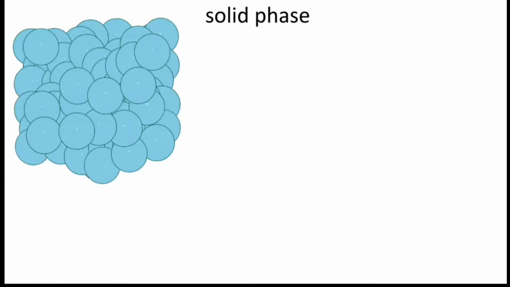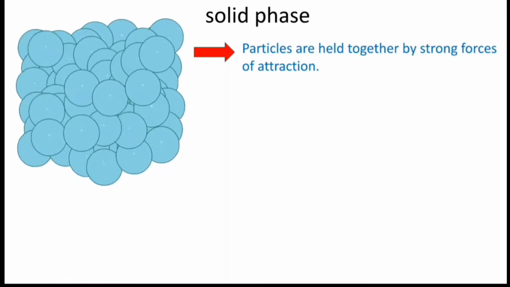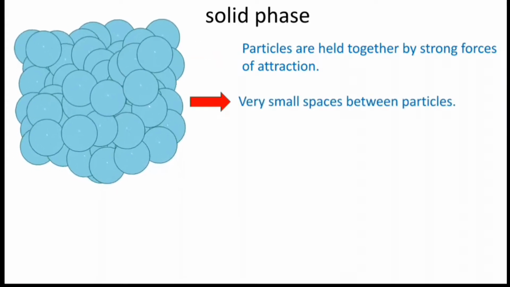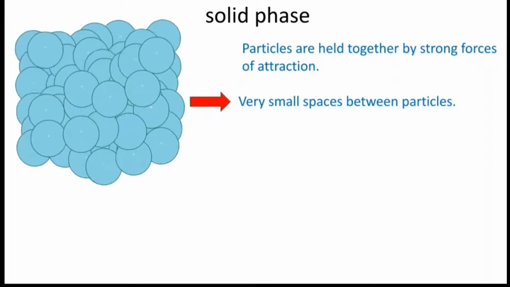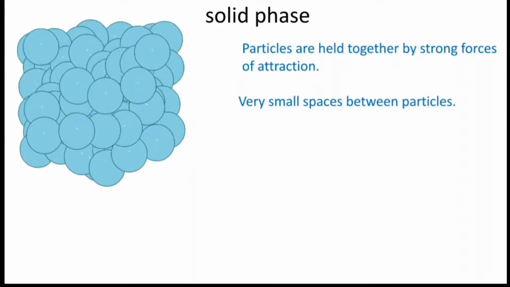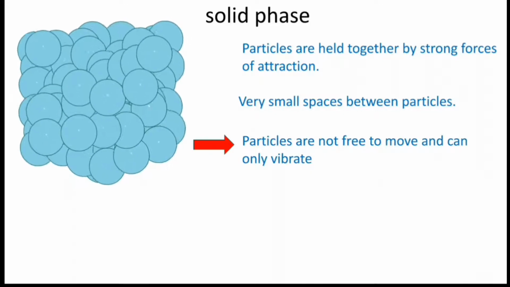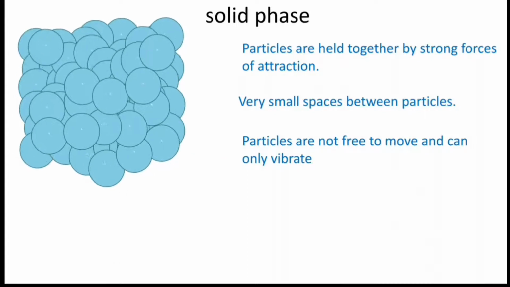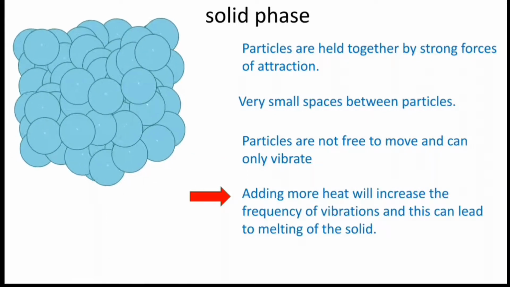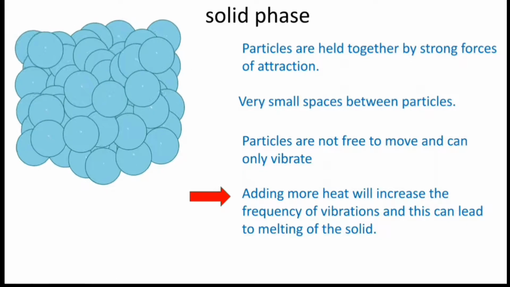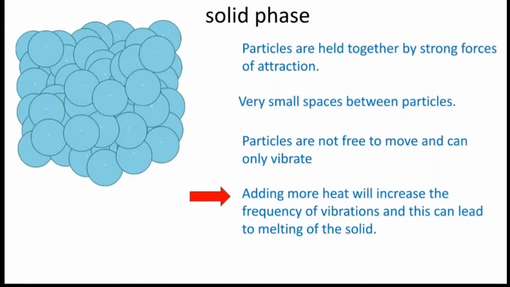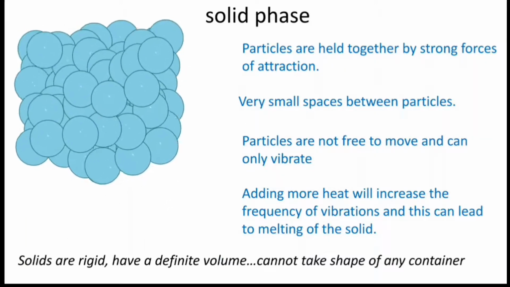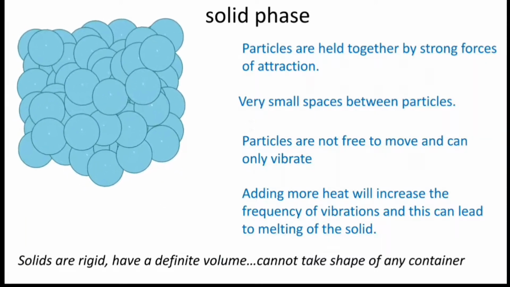In the solid phase, the particles are held together by strong forces of attraction. There are very small spaces between particles. Particles are not free to move and can only vibrate. Adding more heat will increase the frequency of vibration, and this can lead to melting of the solid. Well, solids are rigid, have a definite volume, and cannot take shape of any container.